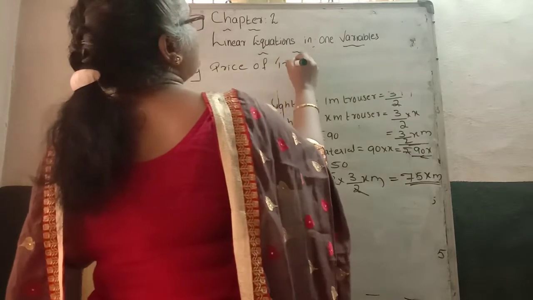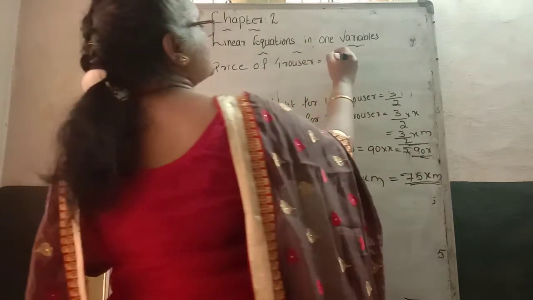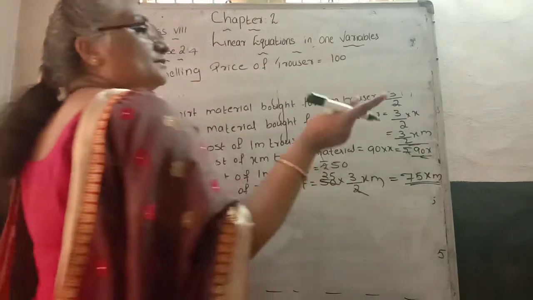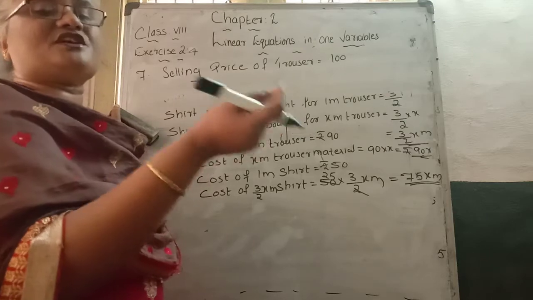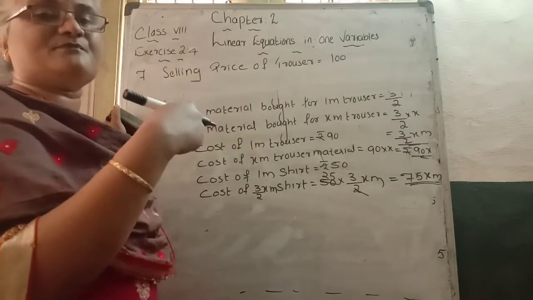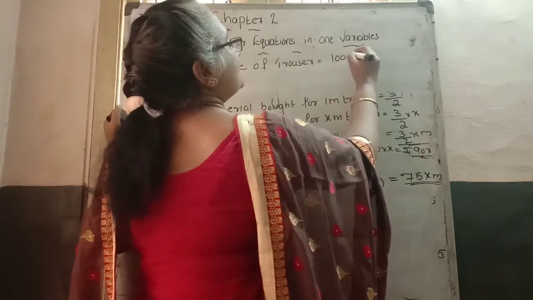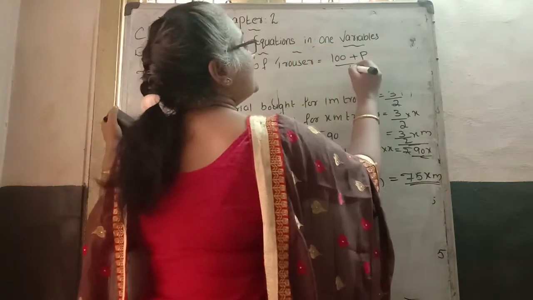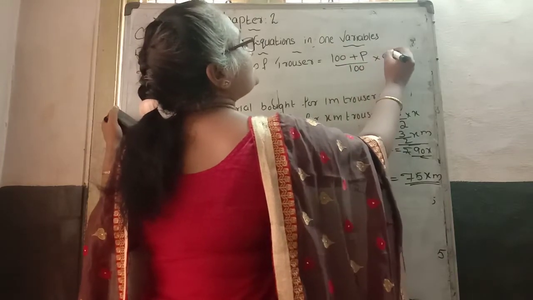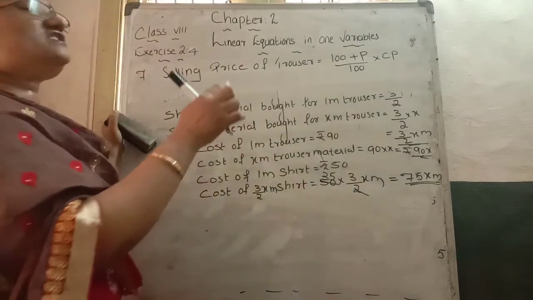We want to find out the selling price, SP, given the profit percentage. One formula is there. SP means selling price. The formula is: SP equals (100 plus profit percentage) divided by 100, into CP, the cost price of the trouser. The cost price of the trouser is 90x.